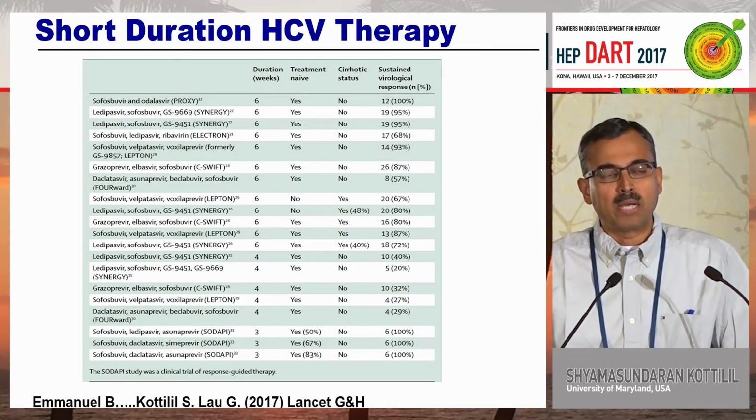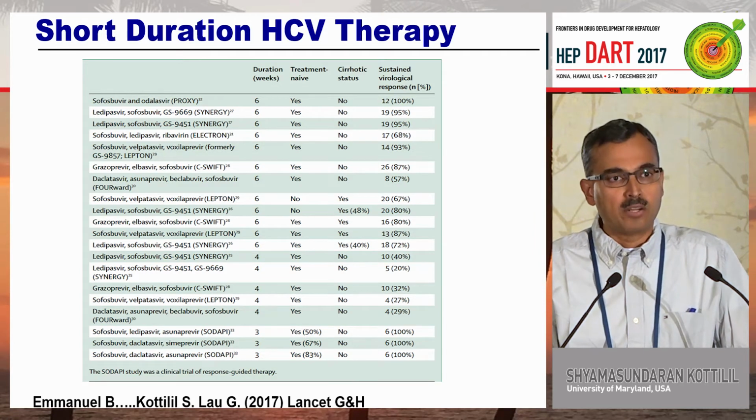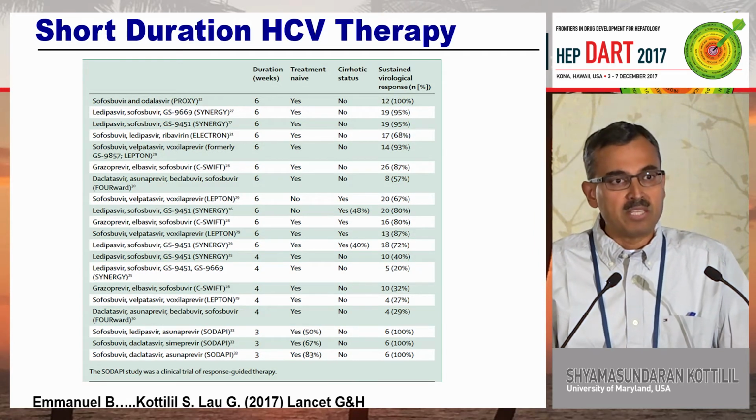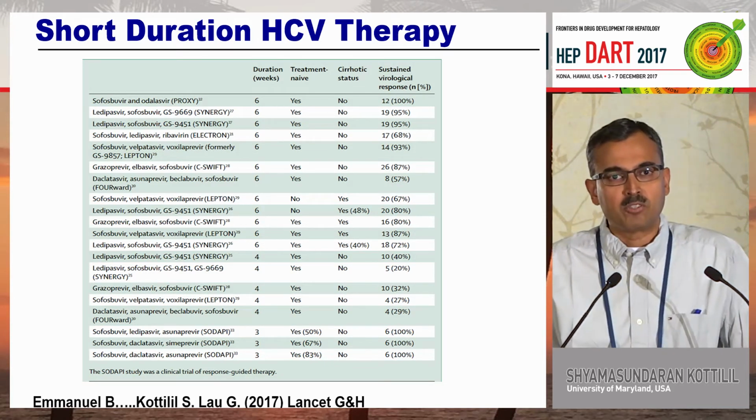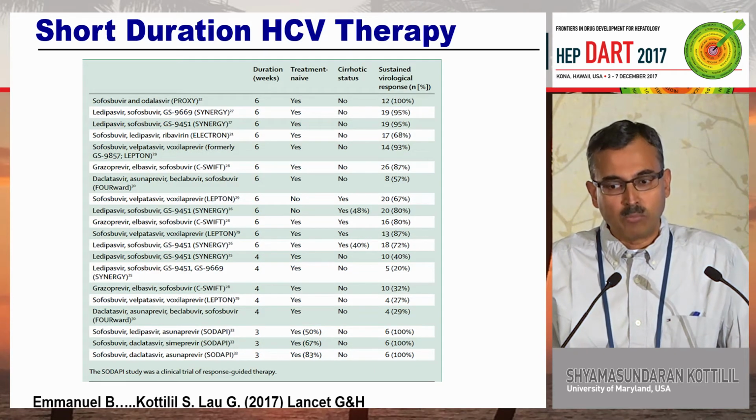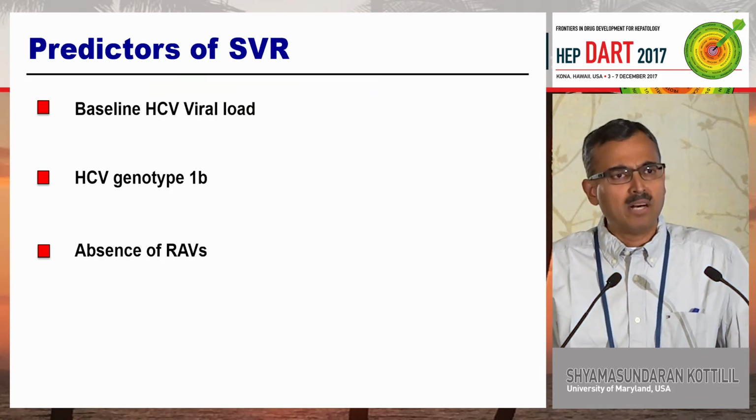Beyond that, for genotype 1, we really could not reduce the duration of treatment. That's basically for non-cirrhotics. Non-genotype 1 is more difficult to treat, and with the current DAA system, short duration treatment has not been attempted. So most of the short duration treatment we'll talk about today is about genotype 1. So what have we learned from all these studies?